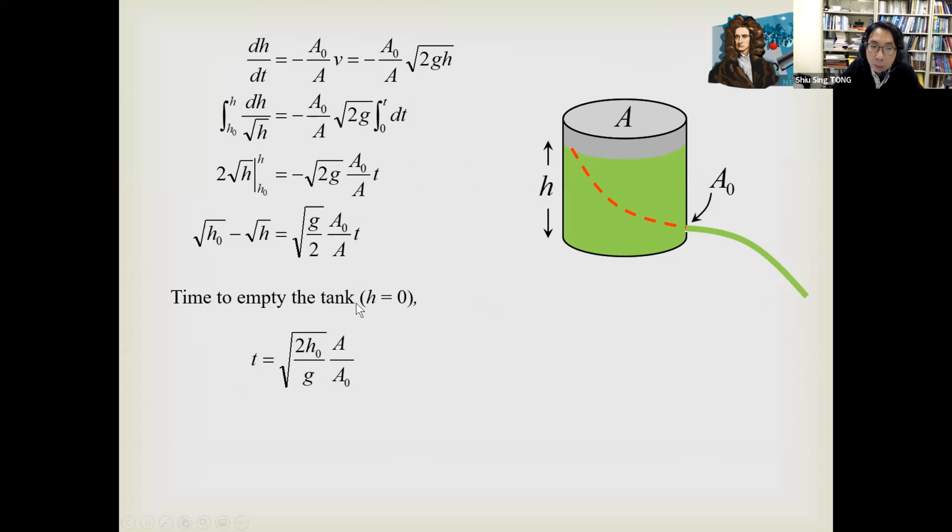Now, we also want to find the time to empty the tank, and that should correspond to the height being 0, right? So we put 0 in this equation, and we solve for time. The time is given by this. Okay, so that completes our problem.